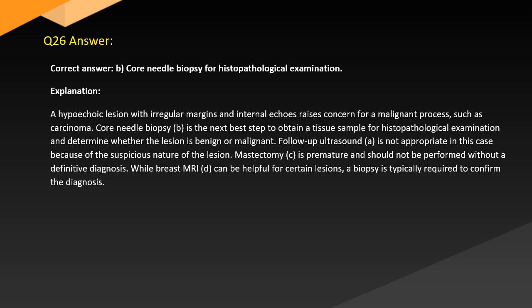Answer. Correct answer B. Core needle biopsy for histopathological examination. Explanation. A hypoechoic lesion with irregular margins and internal echoes raises concern for a malignant process such as carcinoma. Core needle biopsy B is the next best step to obtain a tissue sample for histopathological examination and determine whether the lesion is benign or malignant. Follow-up ultrasound A is not appropriate because of the suspicious nature of the lesion. Mastectomy C is premature and should not be performed without a definitive diagnosis, while breast MRI D can be helpful for certain lesions. A biopsy is typically required to confirm the diagnosis.